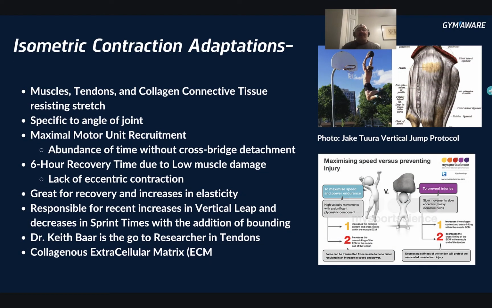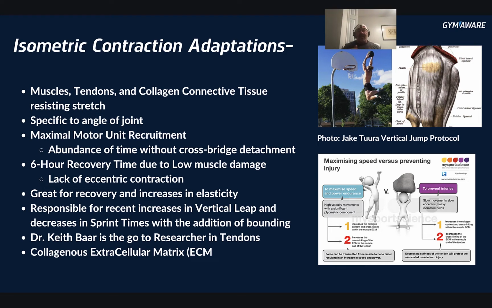Some adaptations that come from isometric contractions: muscles, tendons, and collagen connective tissue resisting stretch. You see my man Jake Tura, he's been on my podcast before, but he's doing a lot of crazy things with vertical leap by simply a focus on the tendon itself, which we'll talk a little bit about today. The adaptations from isometric contractions will be specific to the angle of the joint at which that contraction is taking place.